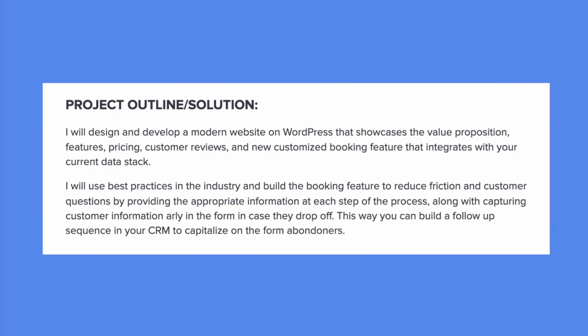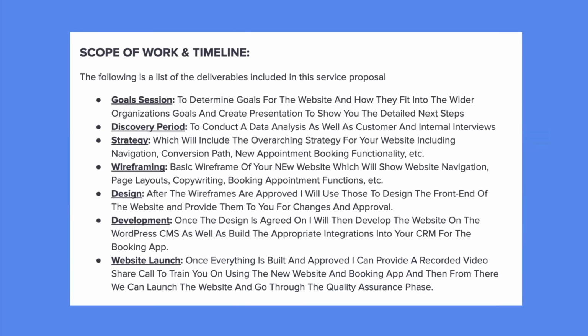Next is outlining the project and the solution in more detail. So this is where you go into what you are going to provide and how that is going to help solve the problem that the client has. After that, that is where you want to break down the scope of work and the timeline. So this is where you are going to list all of the different deliverables and how long you estimate them to take. So in this example, I included all of the different deliverables, such as the goal session, discovery period, strategy, wireframing, design, development, and website launch.